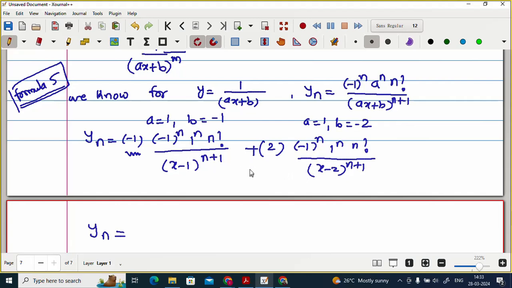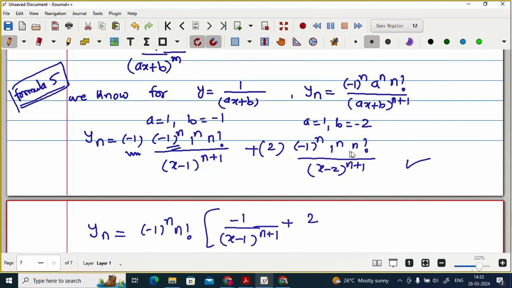Now from this, this is the final answer. You can say final answer, but if you have time, you can still further simplify it by taking the things common. Means from here you can have minus 1 raised to n, 1 raised to n will remain 1, and n factorial, these things we can take common. So it is minus 1 raised to n into n factorial. From the first term we will have minus 1 upon x minus 1 raised to n plus 1, and from here comes plus 2 into, which we took outside, 2 upon x minus 2 raised to n plus 1. Nothing other than this.